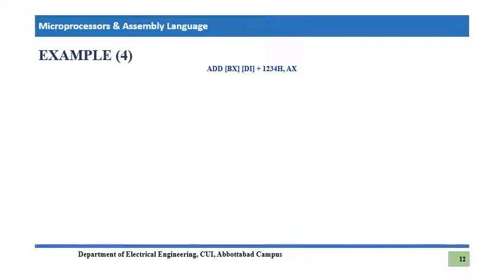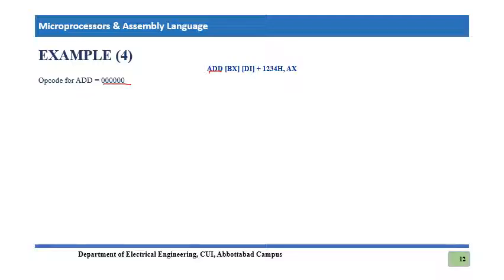Okay, in this slide we are going to deal with another example, and this time we are using a different command instead of the move command. The command is ADD, which is our mnemonic. The opcode will be given for it. The opcode for ADD is 6 times 0. It will be given in the table, so we do not need to worry about it.